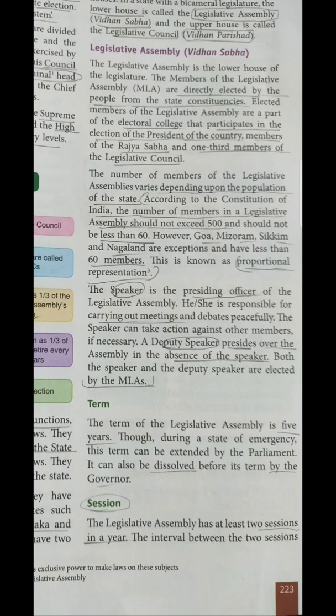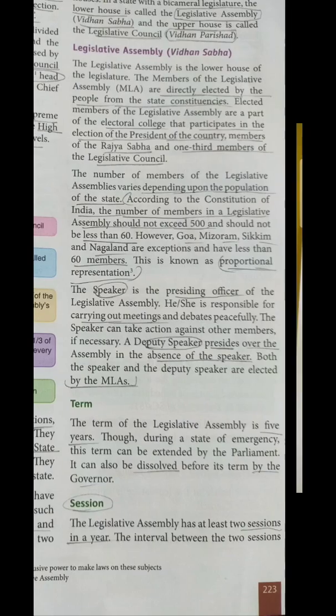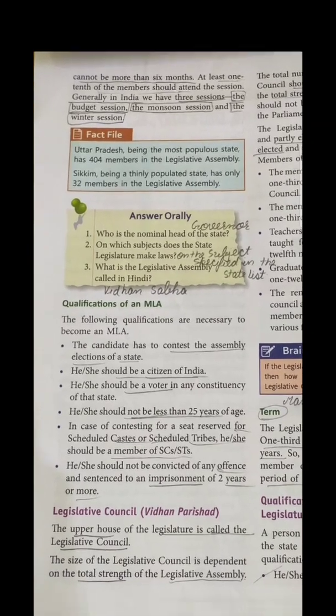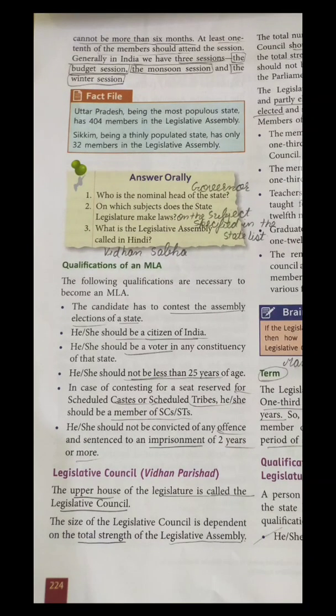So if I talk about the session, how does the session go on? Session means a meeting. Session is related to the meeting process that goes on in the state legislative assemblies. It is very much essential that they have 2 sessions in a year. The time period between the 2 sessions must not exceed 6 months. Okay, at least 1/10 of the members should be present in the session.